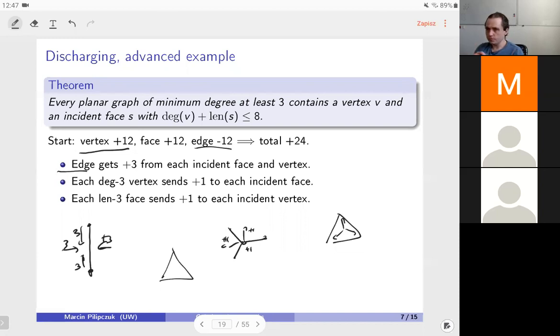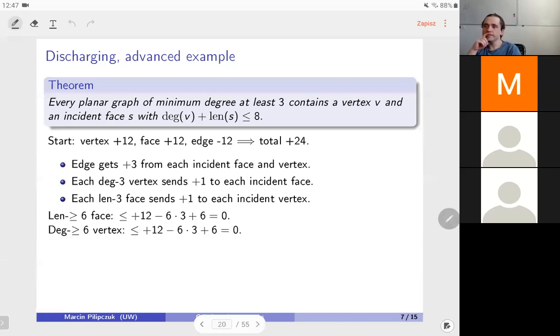Okay, and the intuition of the proof, as we formalize it, is that everybody discharged all their charge. Edges get zeroed, and all the degree 3 vertices and length 3 faces still have charge free, so they discharge. And now something ends up with a positive charge after all this, and we need to study this object. The point is that it must be a low degree vertex with a small face nearby, or a low length face with a small degree vertex nearby. But let's do the formal analysis.